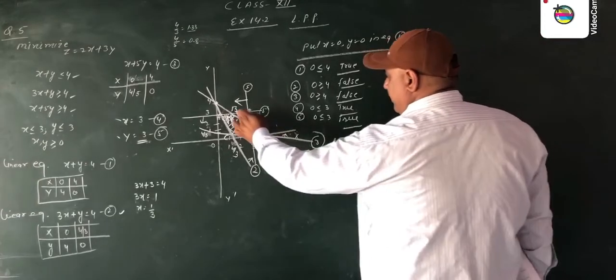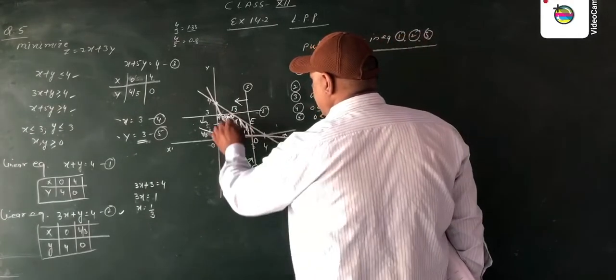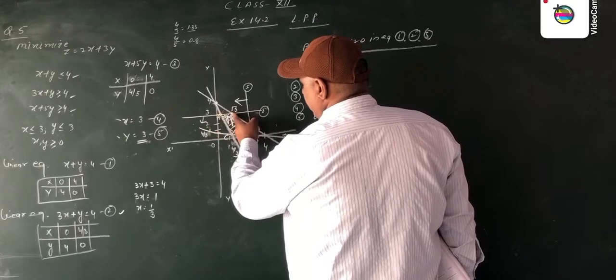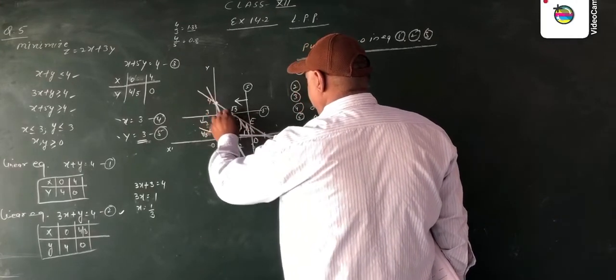Now we find the point B. For point B we have to find the value; y is already known. This is the point where y is equal to 3, and this is the graph of equation first.